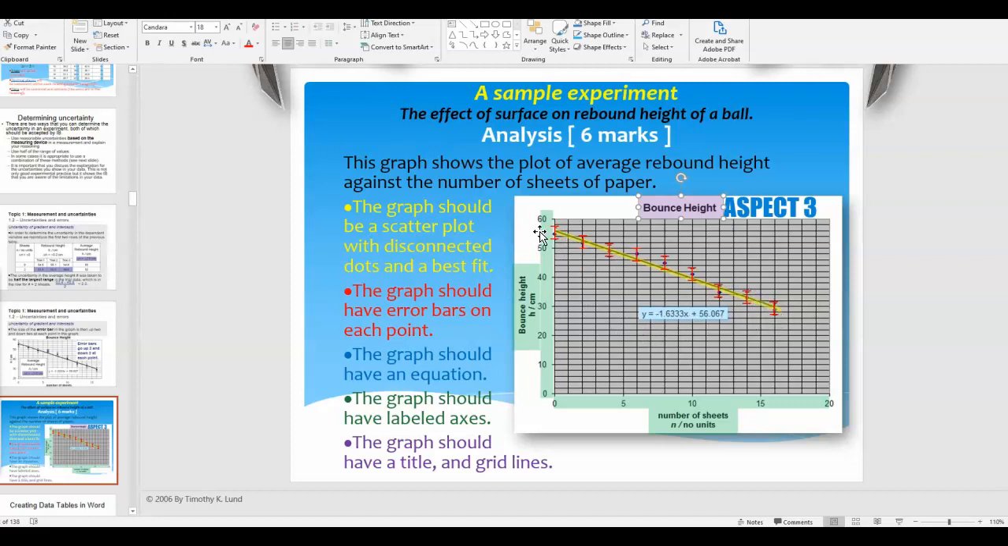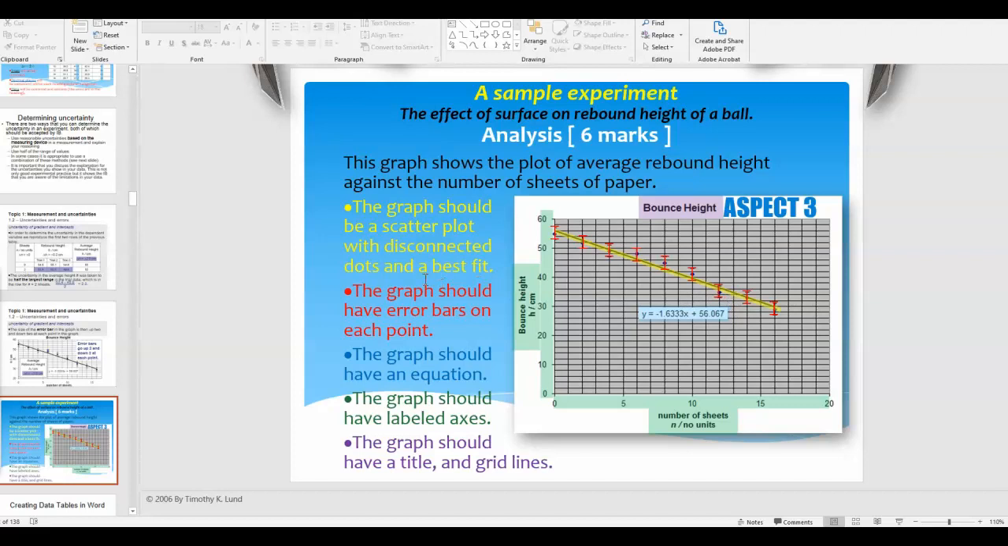If the graph is already linear, then in addition to the best fit line, you need to include the equation of that line. I can show you how to do that in Excel or Google Sheets. It's pretty straightforward. Now, if you graph your data and the data is not linear, then you will have to linearize your data. That's what we'll talk about in the next video.